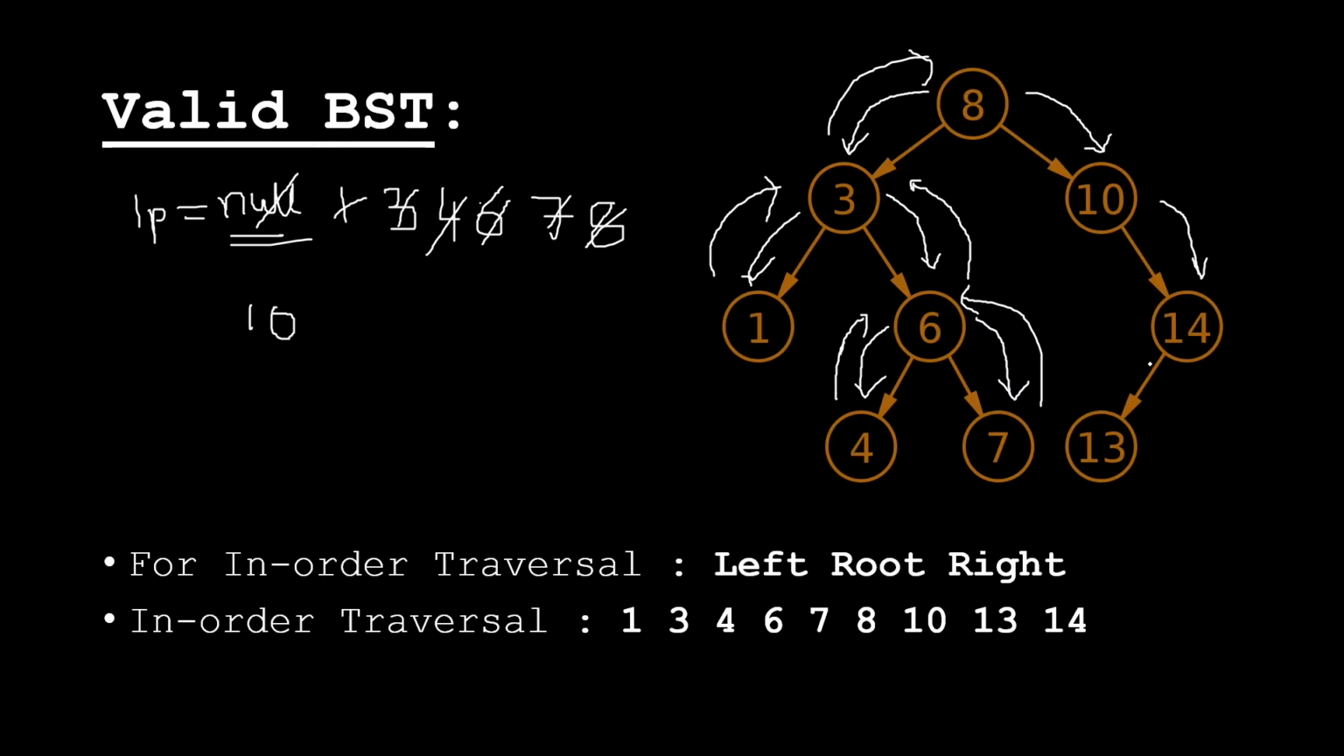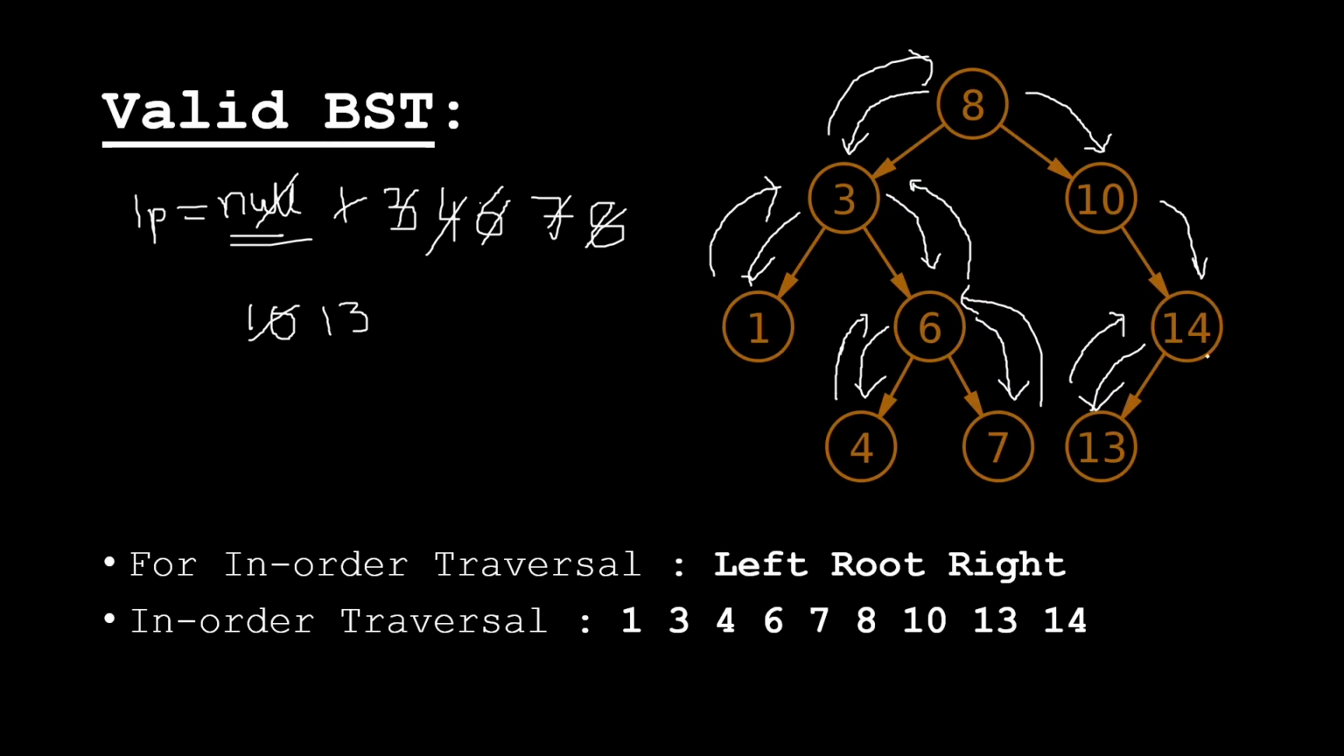Now 14 does have a left subtree. We need to go to the left. Now 13 doesn't have any left subtree. Now verify whether 13 is greater than the last printed one. Definitely it is greater than the last printed one. Now we need to change it to 13 and go back.